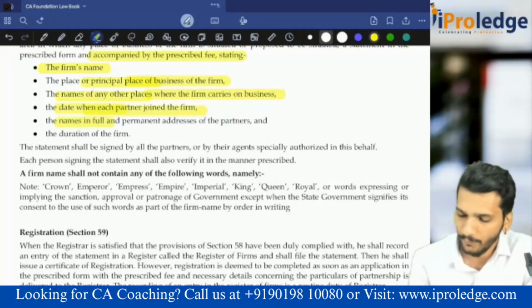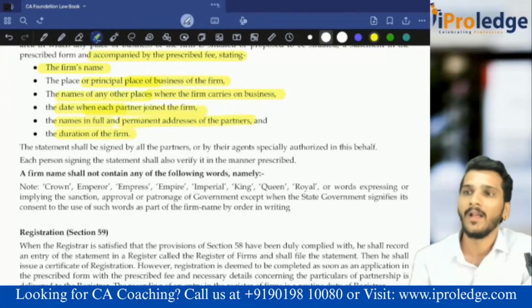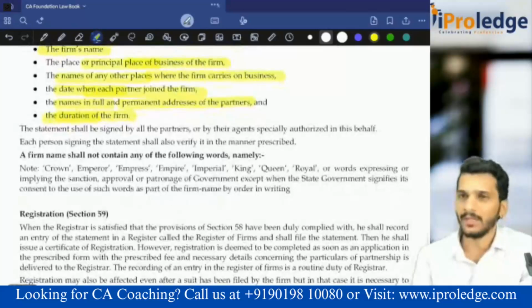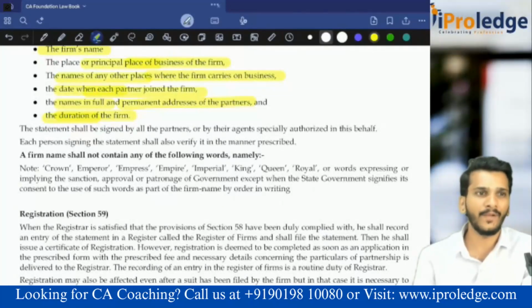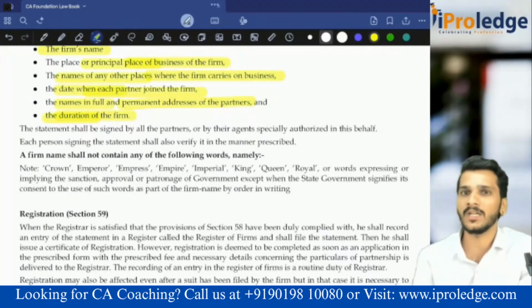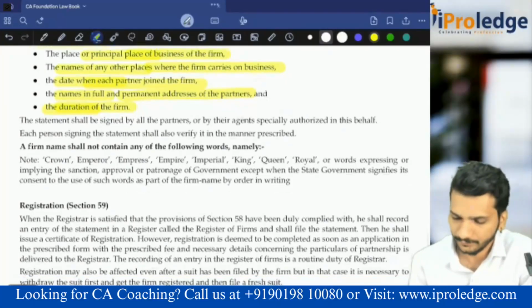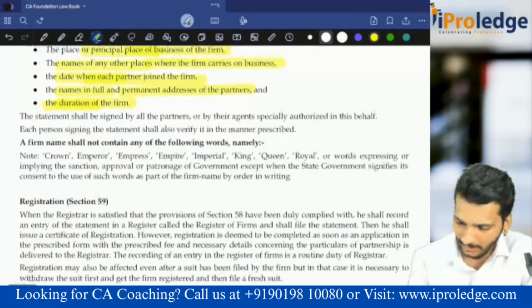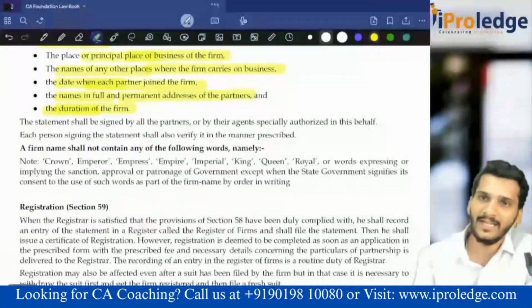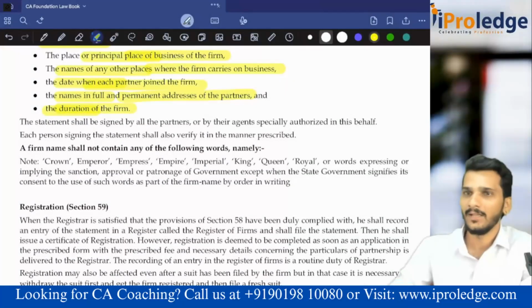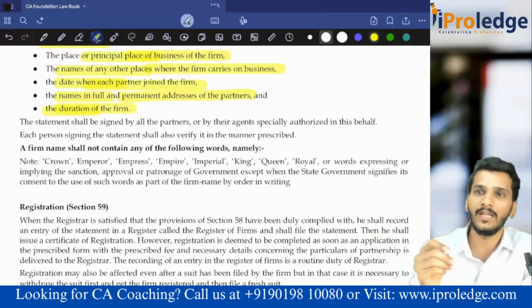Along with the full name and permanent address of the partners, and the duration of the firm, which applies only for a partnership for a fixed period of time. The last point comes only for that; if not, this point will not come. Along with these details, you have to file anything else required for partnership registration. And everything has to be signed in the manner prescribed, like the sign of partner 1, sign of partner 2, at a specified place, just as when writing a cheque the customer signs at a prescribed place.